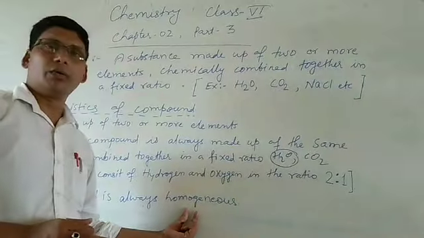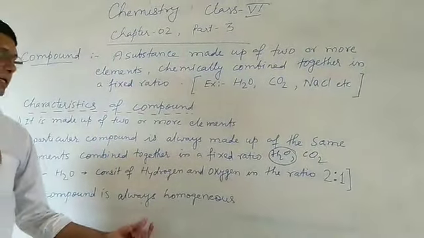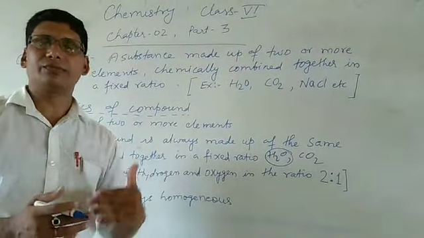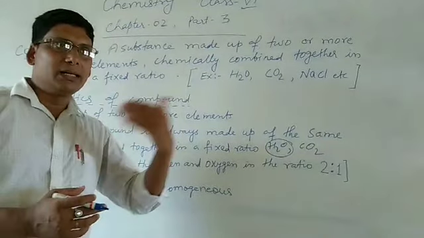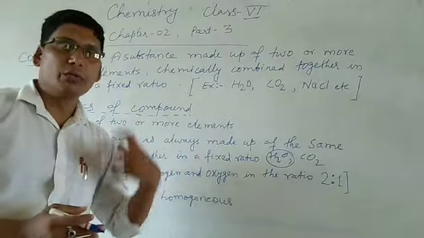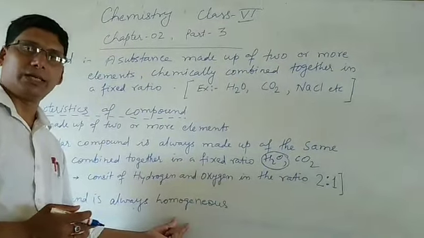What is the meaning of the word homogeneous? In your previous class, in class 5, you have studied about homogeneous materials. A material or substance that consists of only one kind of substance. All the particles in that particular substance will be identical, uniformly distributed. Such types of substances are called homogeneous substances.